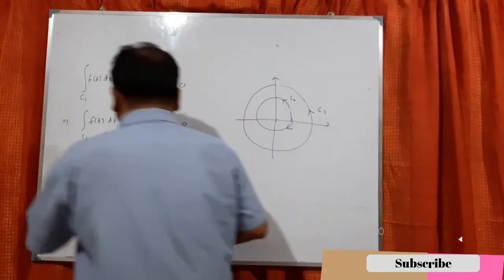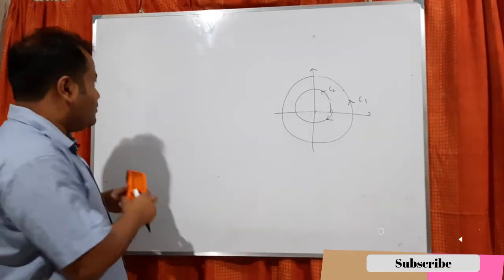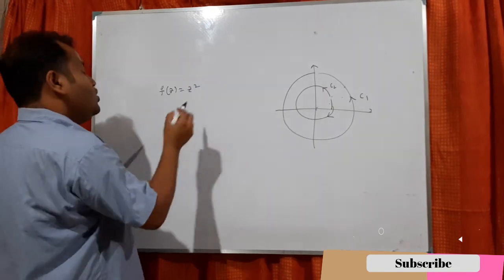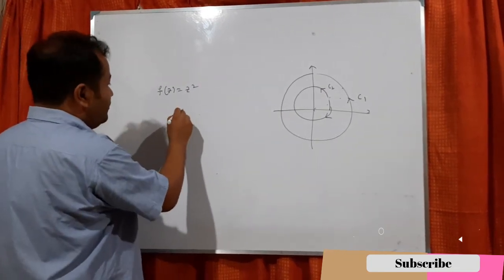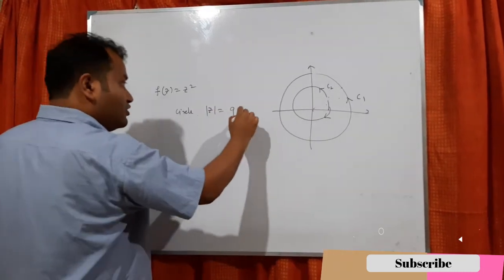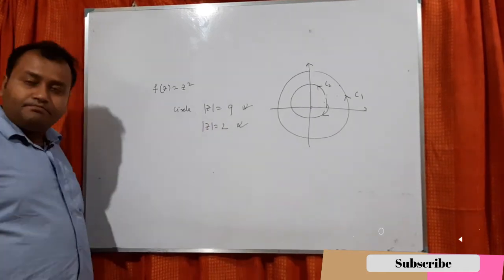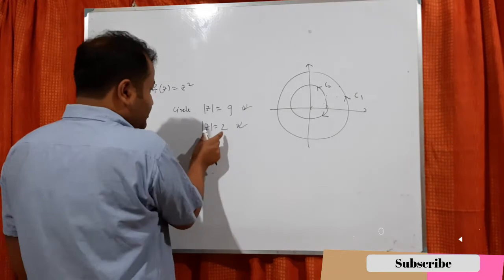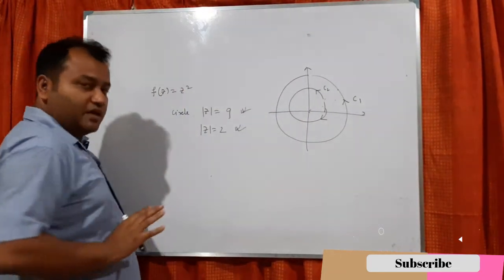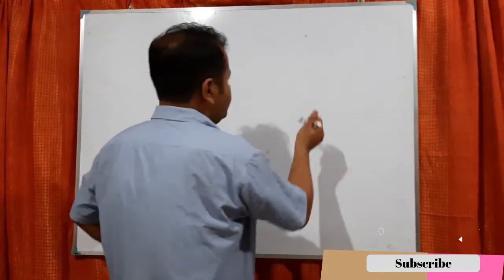That means if you integrate some analytic function f(z) equals z squared with respect to a big circle, mod z equals 9, then what will be the value? If you do mod z equals 2, the value will be the same, provided the smaller one is inside the bigger one. Okay. Another fact.